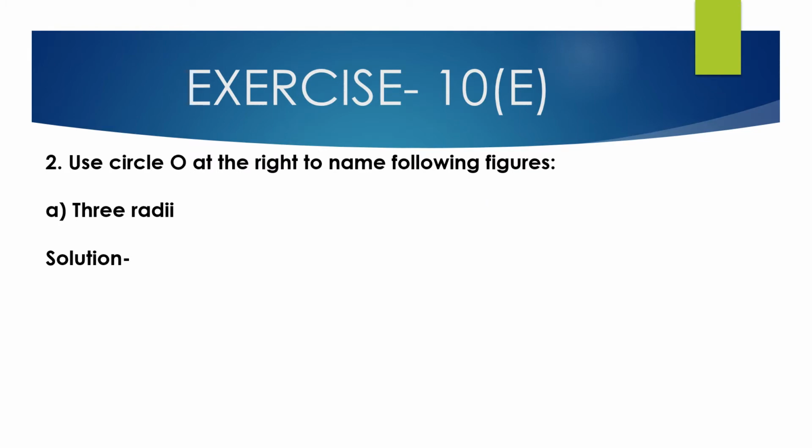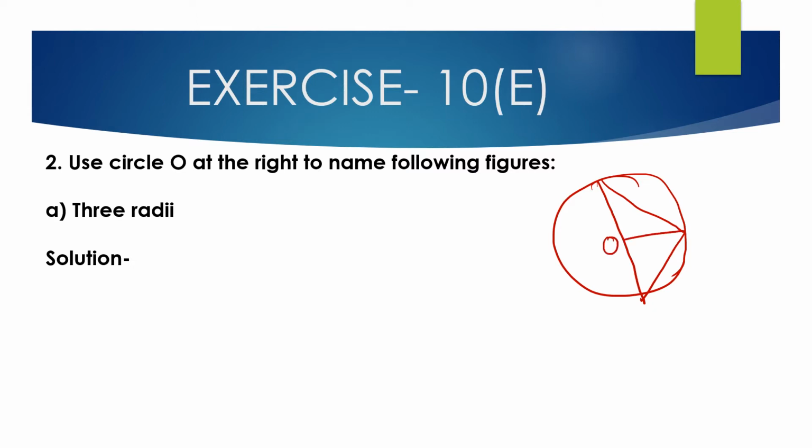Now we will solve question number 2. Question number 2 is: use circle O at the right to name the following figures. First draw the figure. This figure is given. This is a circle, and the center point is O. This is C, this is A, and this is the point B.